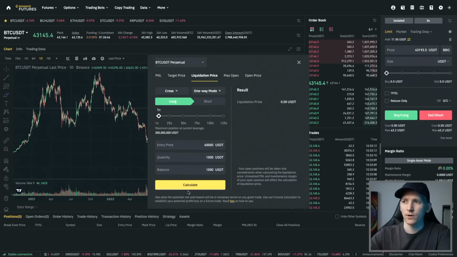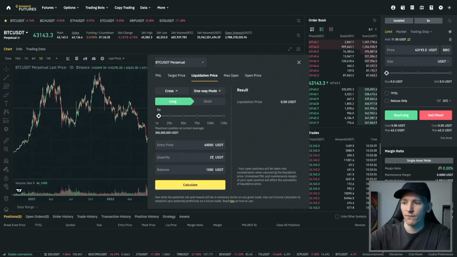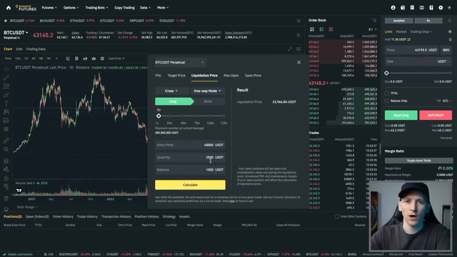You can open that position, but you can see your liquidation price is 0. Why? Because you have enough to fund that position in its entirety. So you won't get liquidated at all, more or less, right? Because you've got some other costs and funding and everything. Let's put a quantity of 2,500. Click calculate. So we only have $1,000. So we are using leverage to actually have a larger position than we would otherwise be able to have. And that's the liquidation price that we get, right?